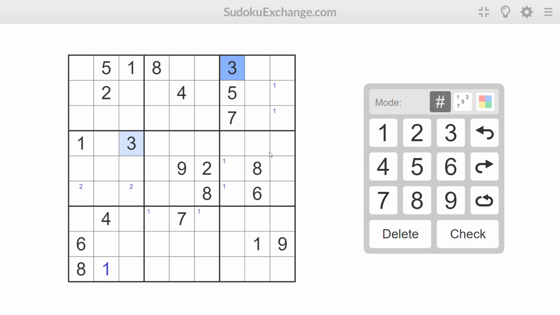Now in this box we have a 3 in this column, a 3 in this row, so these cells are taken, which leaves us with these two cells. Let's pencil mark 3's here. So this column has a 3, this column also has a 3, so we're left with these two cells which could contain a 3.